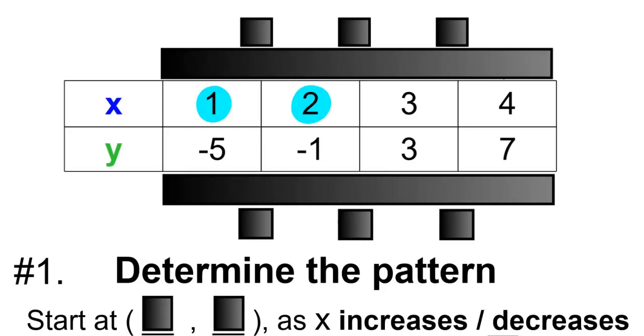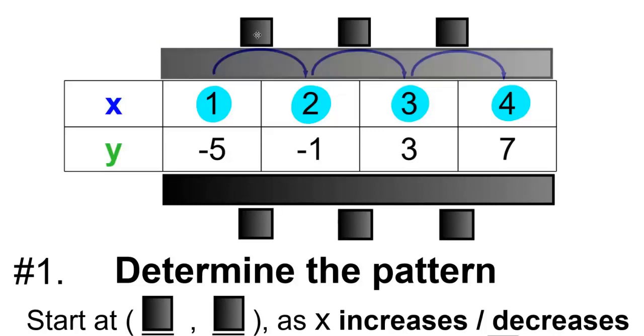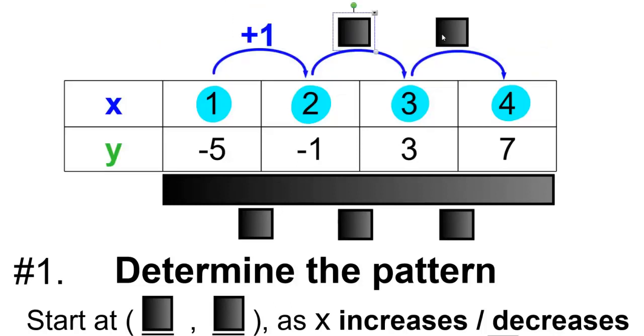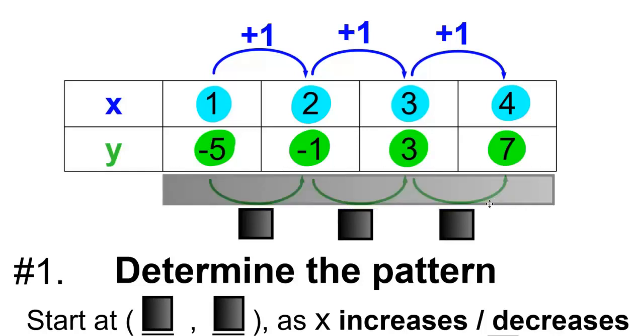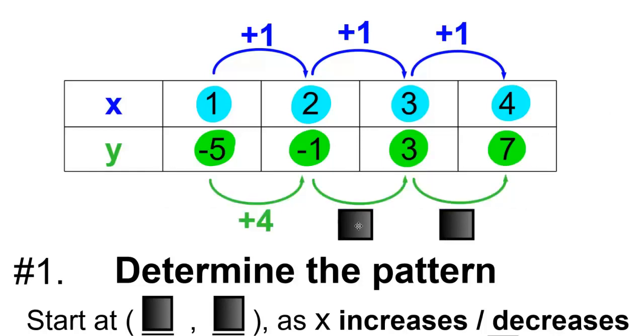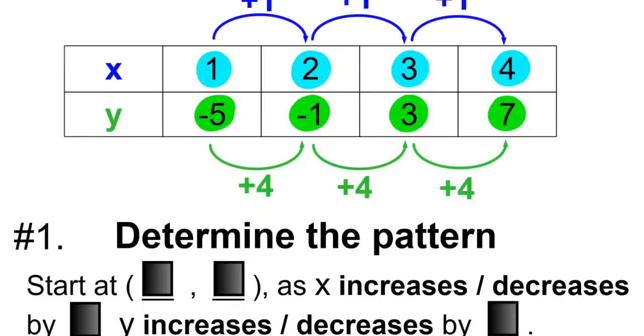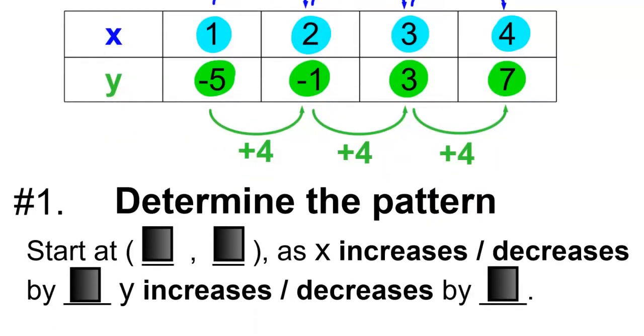If x goes up from 1 to 2 to 3 to 4, x is going up by 1 each time. If y is going from -5 to -1 to 3 to 7, y is increasing by 4 each time. So now we can determine the pattern.